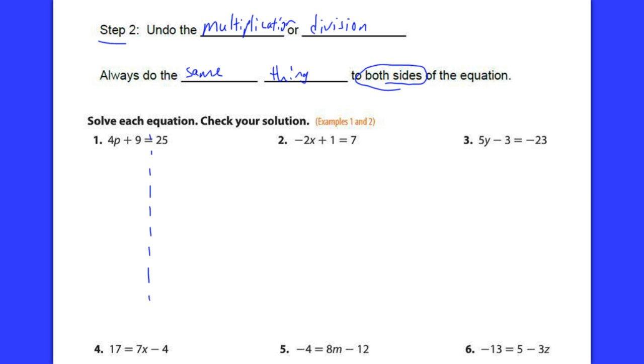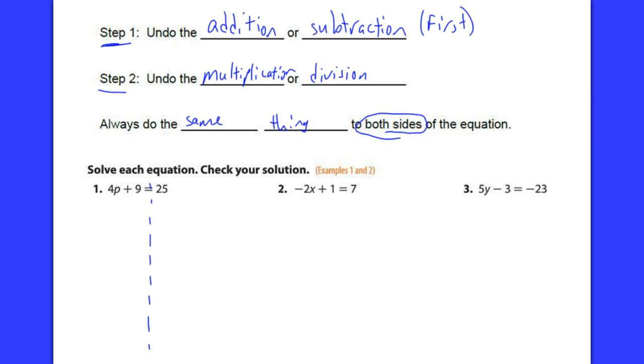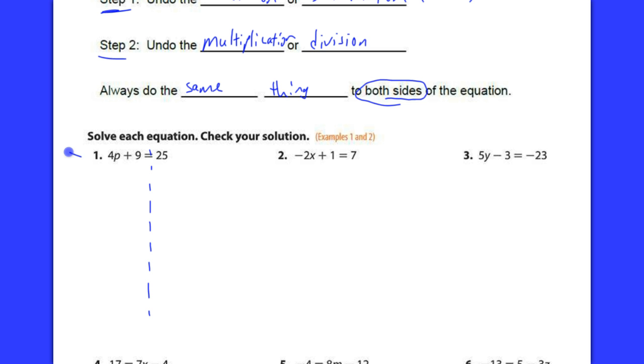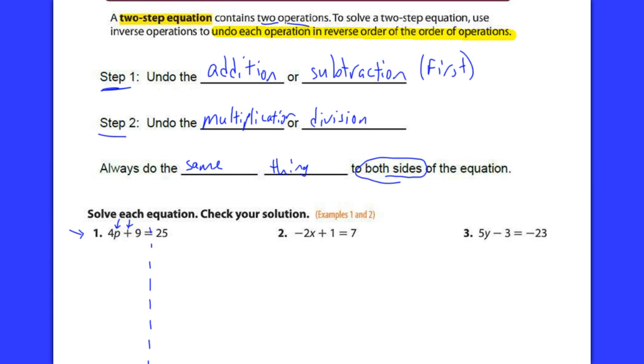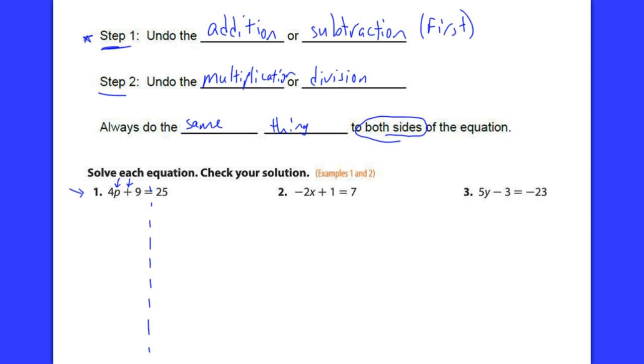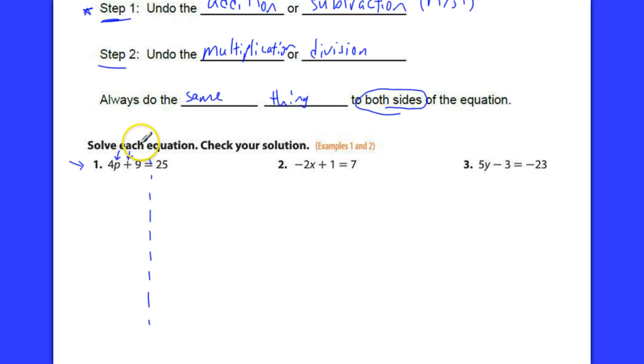All right, looking back at my notes, it says the first thing that we have to do is undo the addition or subtraction. If I look at question number one, I say to myself, what's happening to P? There are two things. It's being multiplied and it's being added. So we have to undo both of them in reverse order of the order of operations. Normally you would add before you multiply, so you undo the addition first. This problem has plus 9, so we are going to subtract 9. I like to think add negative 9. I'm going to stay consistent with that, but we're just subtracting 9 here.